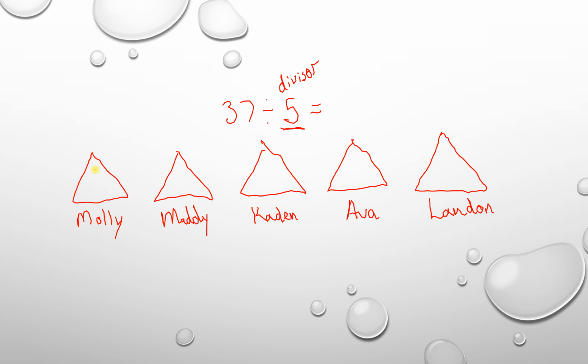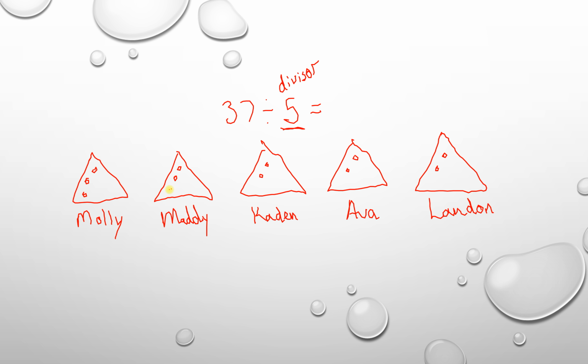So now I've got to count up to 37, giving each person one at a time. 1, 2, 3, 4, 5. Come back over to Molly. 6, 7, 8, 9, 10. Come back over to Molly again.